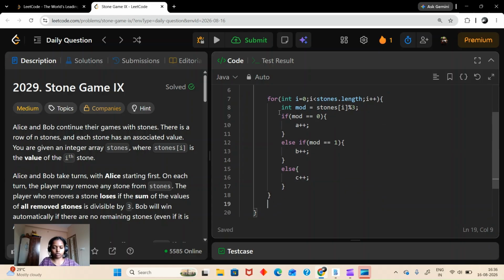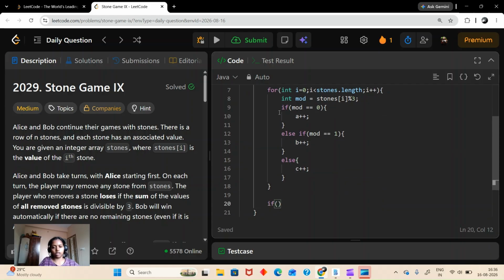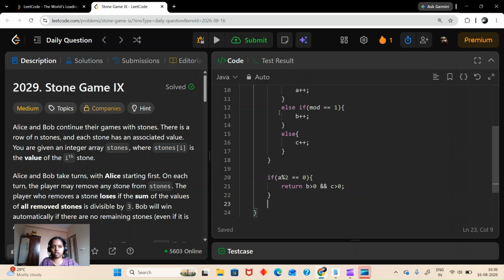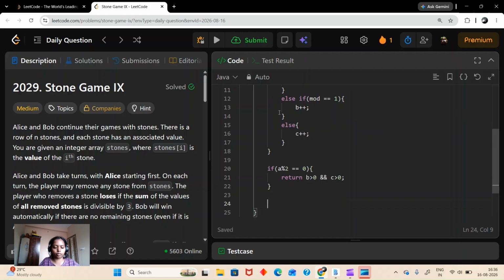Now we have the counts. And if my a is even, a percent 2 is equal to 0, that means it is even, then we just have to return true if both are greater than 0, b greater than 0 and c greater than 0. Please rewatch it if you are getting confused, because I have explained it properly.